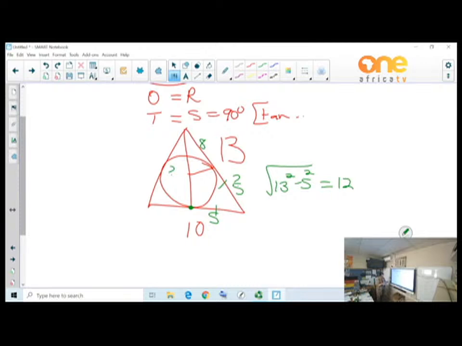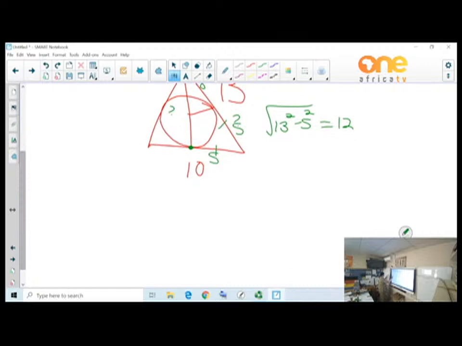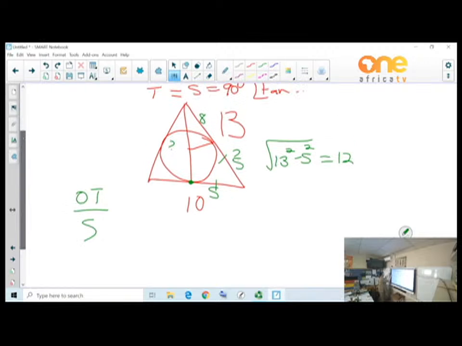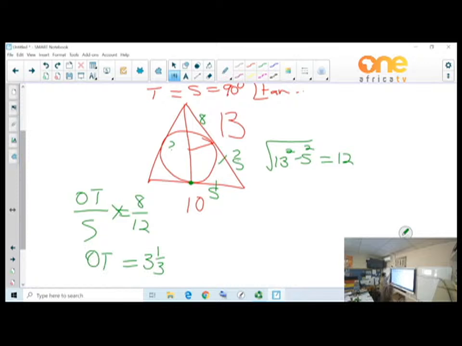And the 66, so the similarity is going to say, so ek gaan nou net hier vir julle skryf watter sye oor watter ene. So OT over 5, let's just see if you can see it. OT over 5 is equal to 8 over 12. So I had to get those sides first. From there it's easy, cross multiplication, and then I get that OT is 3 1/3. But it was difficult here for the learners to see which sides.